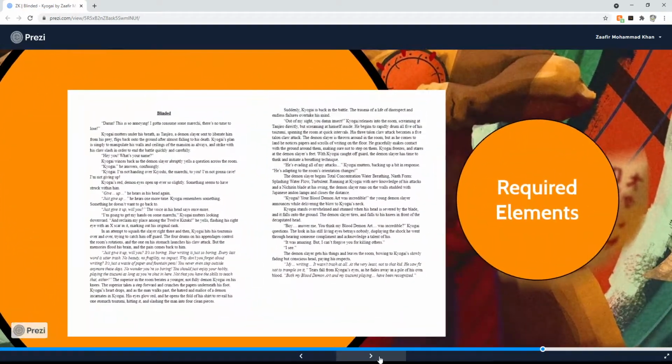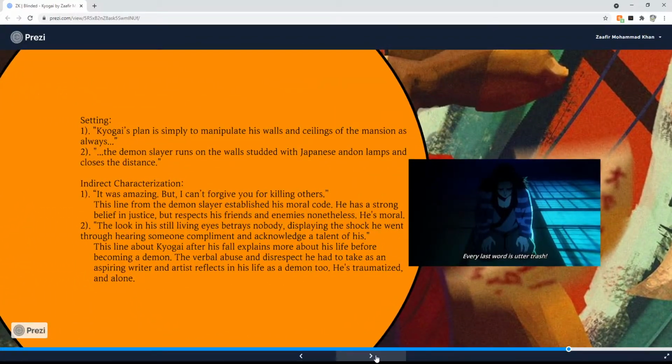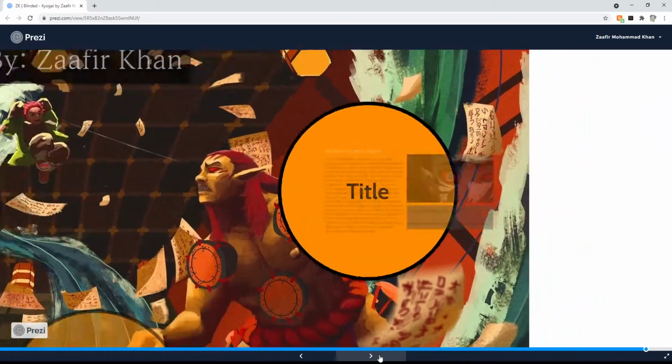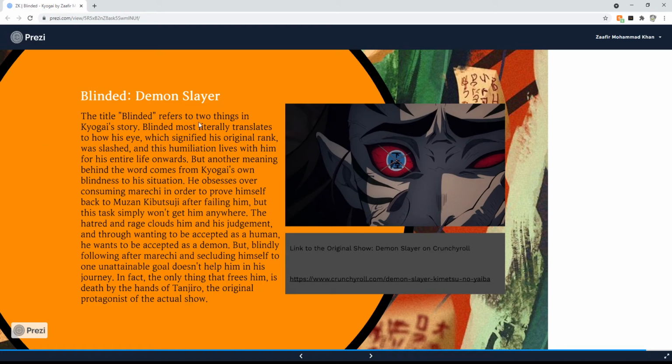From here, we go to my writing sample, which is my version of the narrative in a different perspective from the original story, and the required elements, which include some of the setting and some indirect characterization, which would rival the direct characterization, but this is more of an inference-based description. And then finally, it's just the title, which is an explanation on why the title is both figurative and literal.